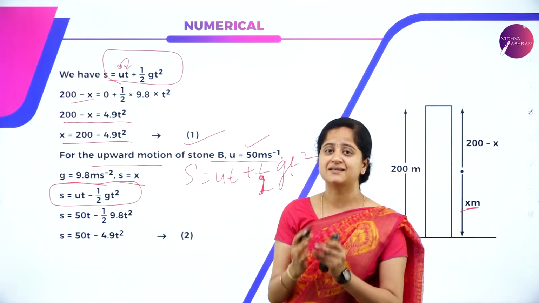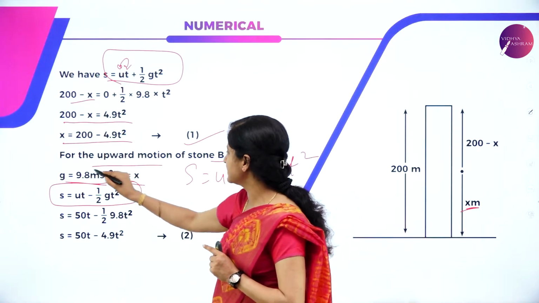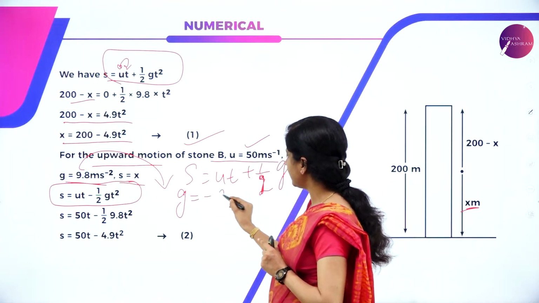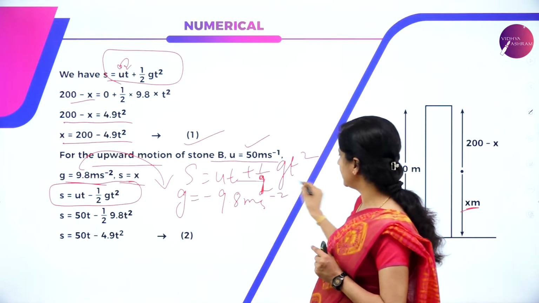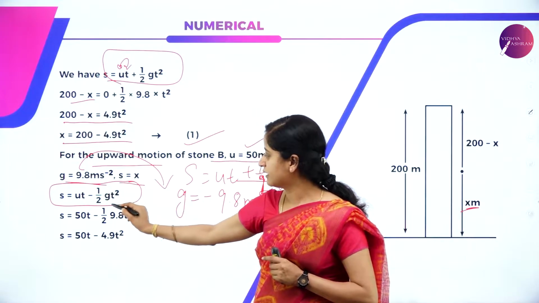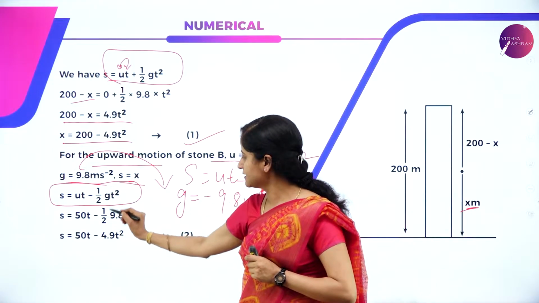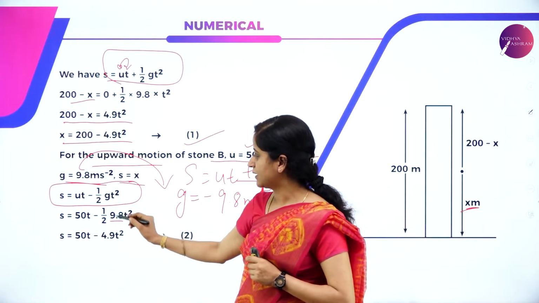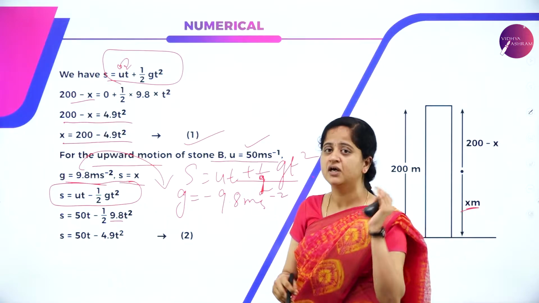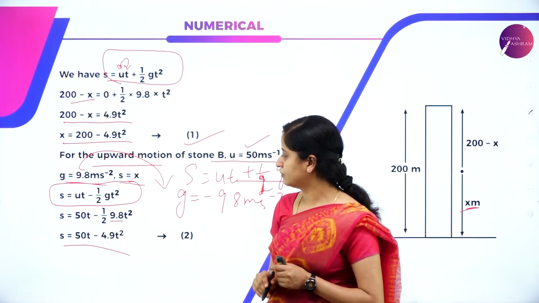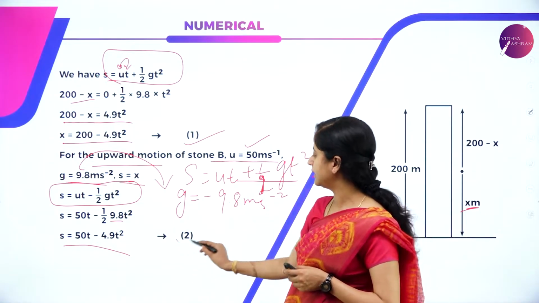The sign convention for acceleration for a body going opposite to gravity is always negative, and hence we will consider g as minus 9.8 meter per second square, which means we have to write this same equation with a negative sign, ut minus half gt square. So s is equal to 50t minus half, g is 9.8, t square. Why minus? Because the body is projected vertically upwards, which is opposite to the direction of acceleration due to gravity. So s is equal to 50t minus half into 9.8, that is 4.9 t square, and we'll call it equation 2.